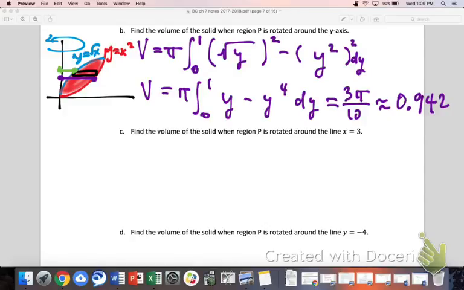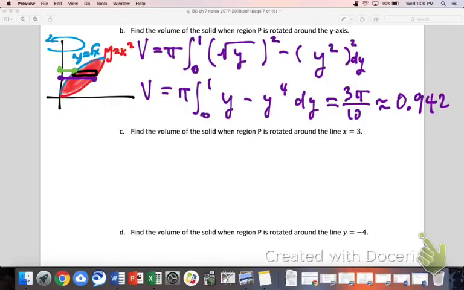So C says, got the same region P, but now we're going to be rotating around the line x equals 3, and often they'll give you one more descriptor. They will say rotate it around and they'll tell you whether it's vertical or horizontal. So x equals 3, is it vertical or horizontal?